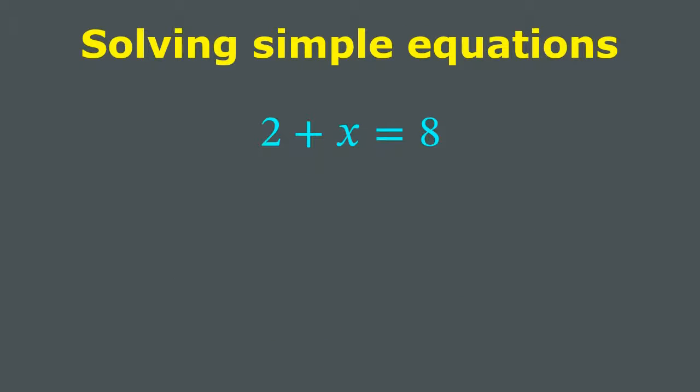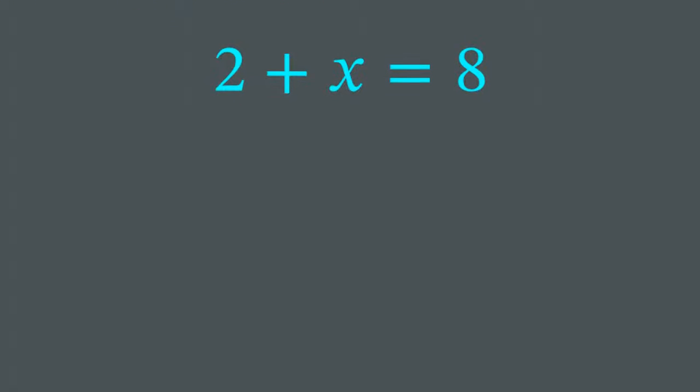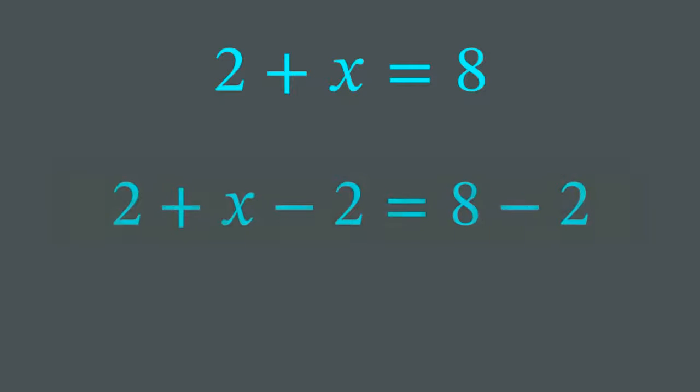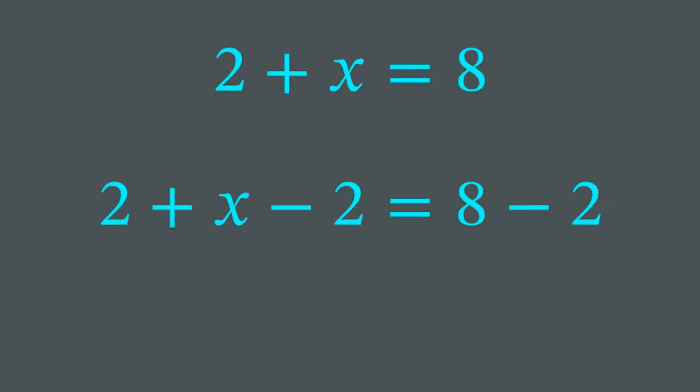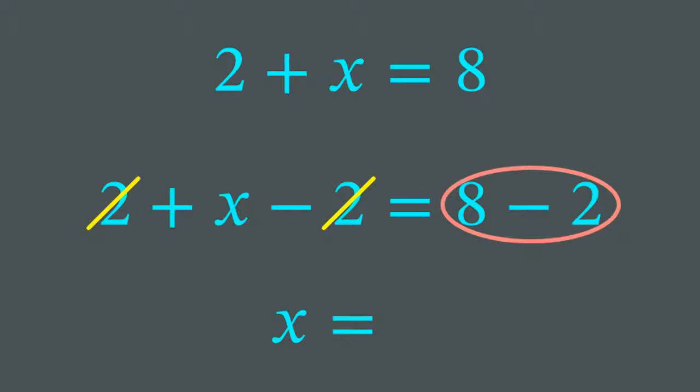Here, to find the value of x, the equation must be arranged so that x is by itself on one side of the equation. Changes made to one side of the equation must also be made to the other side. Subtract 2 from both sides to isolate x. Simplify the equation by cancelling out the positive 2 and negative 2 on the left side. This leaves x on its own on the left. Once x is the subject of the equation, working out the right side of the equation gives the value of x. Working out the right side of the equation, 8 minus 2, gives the value of 6.